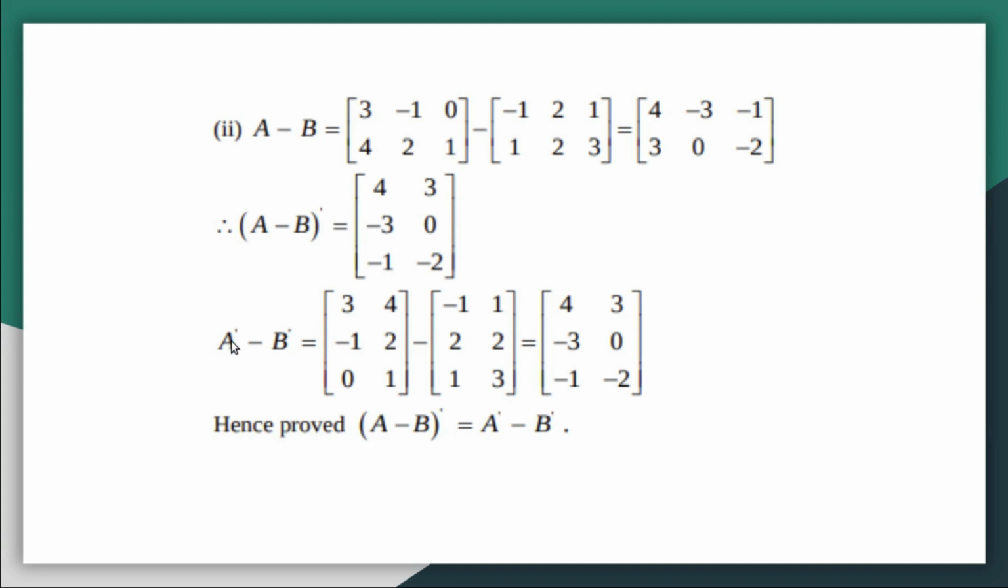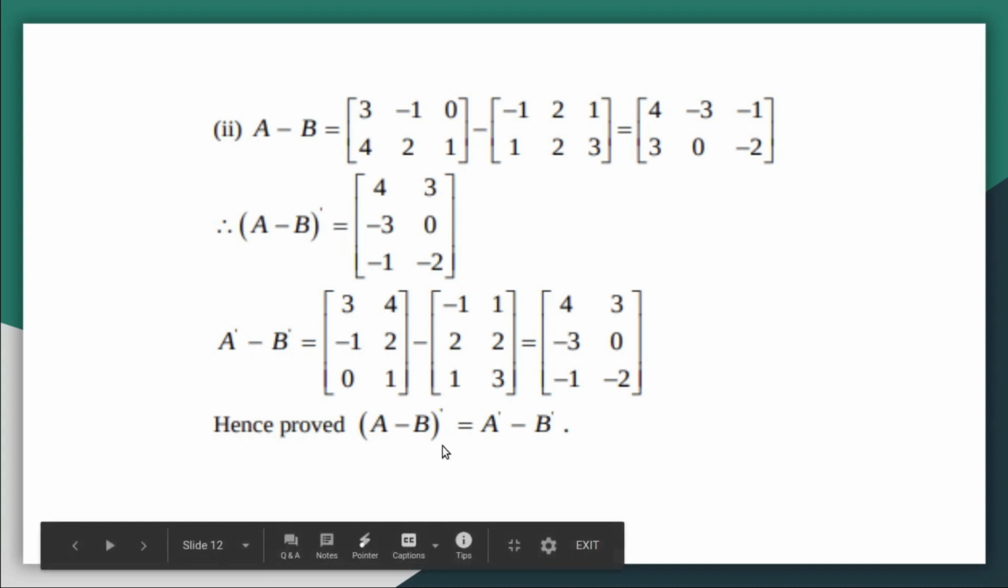Now find A transpose minus B transpose. Write A transpose minus B transpose. 3 minus minus 1, 3 plus 1, 4. 4 minus 1, 3. Minus 1 minus 2 is minus 3. 2 minus 2 is 0. 0 minus 1 is minus 1. 1 minus 3 is minus 2. Now compare these two matrices: 4, 3, minus 3, 0, minus 1, minus 2. These two matrices are the same. So we have (A minus B) whole transpose equal to A transpose minus B transpose.